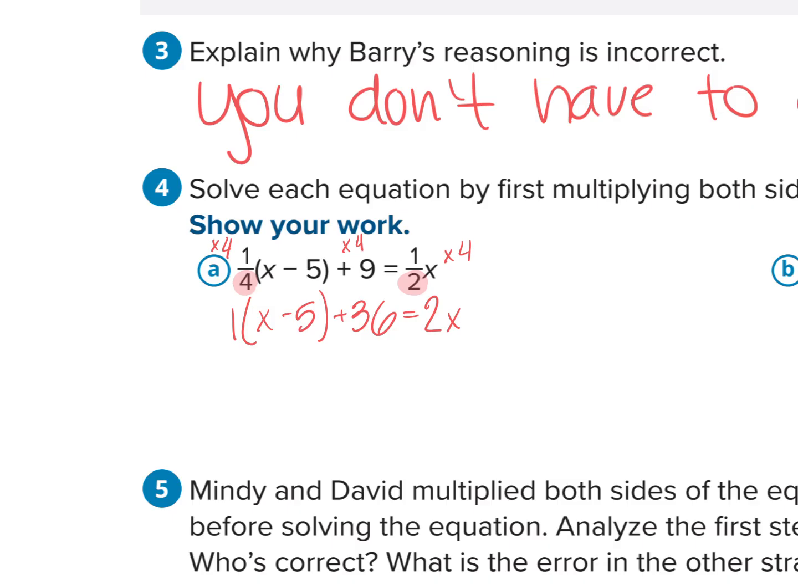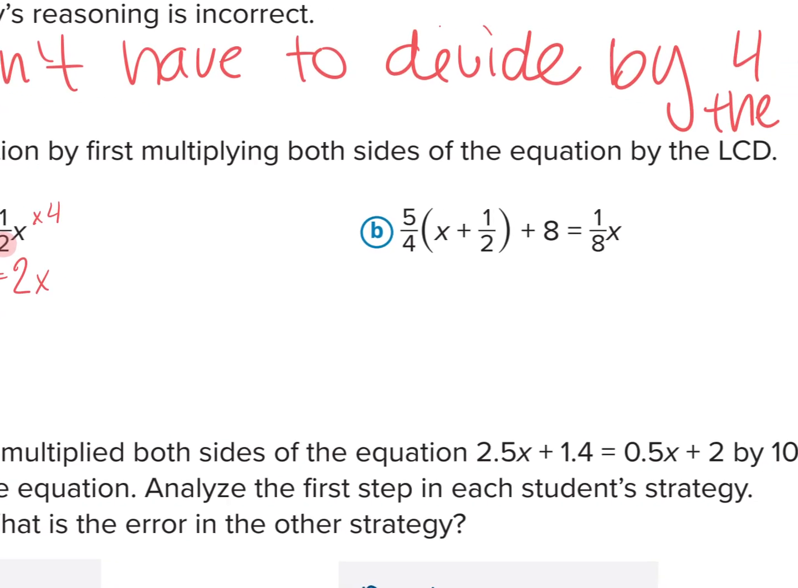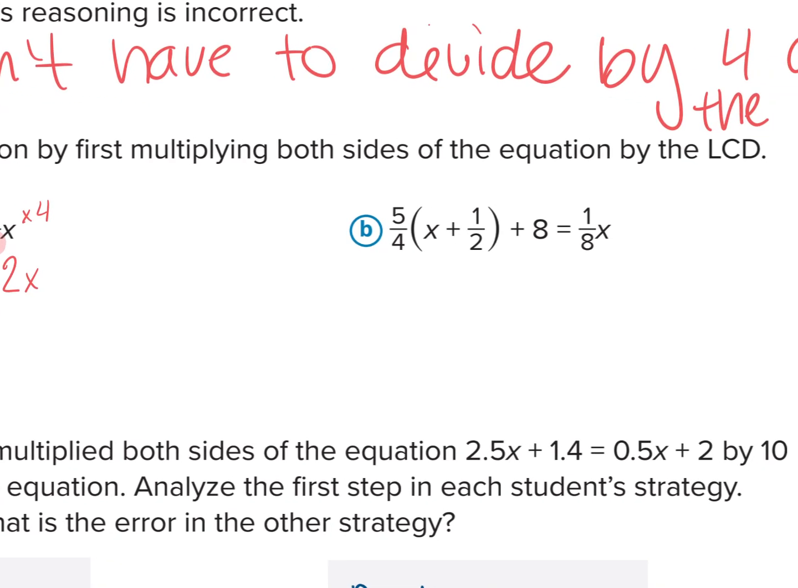Now we have something simpler to solve. So we would have x minus 5, those parentheses would dissolve, plus 36 equals 2x. Negative 5 plus 36 would be 31. Get rid of the x on both sides. And you would get 31 equals x. Okay, go ahead and pause this video. Try and use this strategy on this one, and we'll see if our answers match in the end.